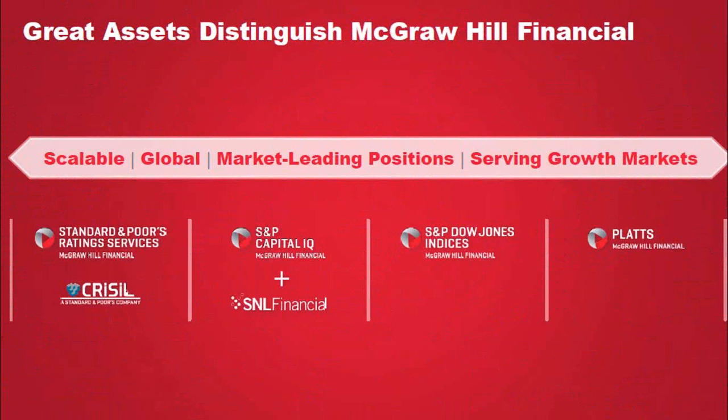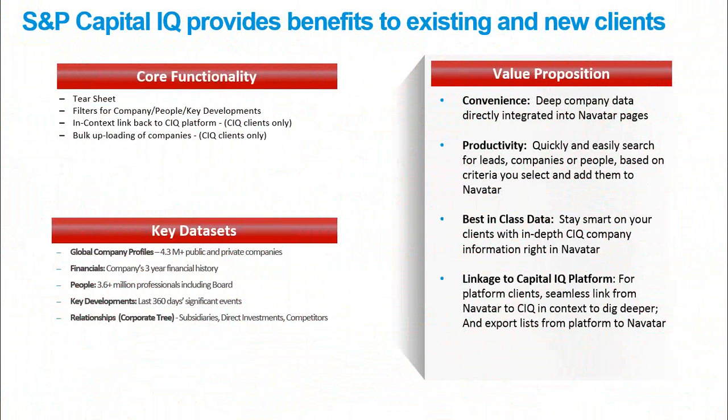Looking at the next slide. So in working with Navatar, we saw an opportunity to create enormous value for clients by directly integrating our best-in-class company data right into Navatar, promoting both convenience and productivity. We narrowed down more than 100 data sets to the 5 or 6 most important ones we heard our clients needed on 4 million plus global public and private companies, which includes more than 450,000 middle market potential targets.